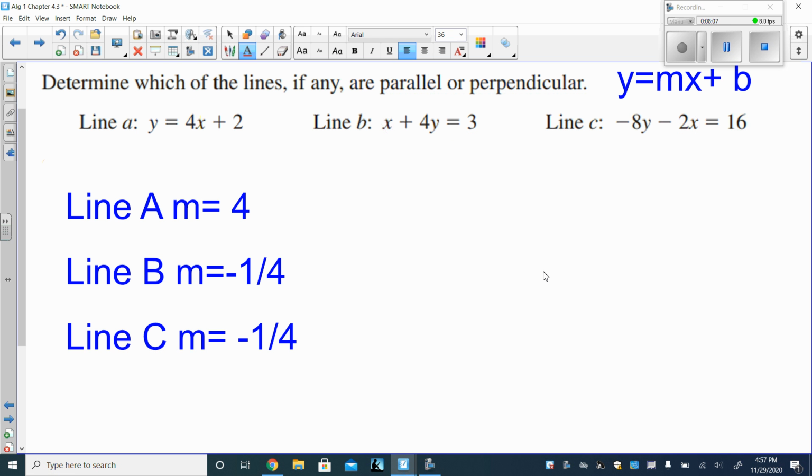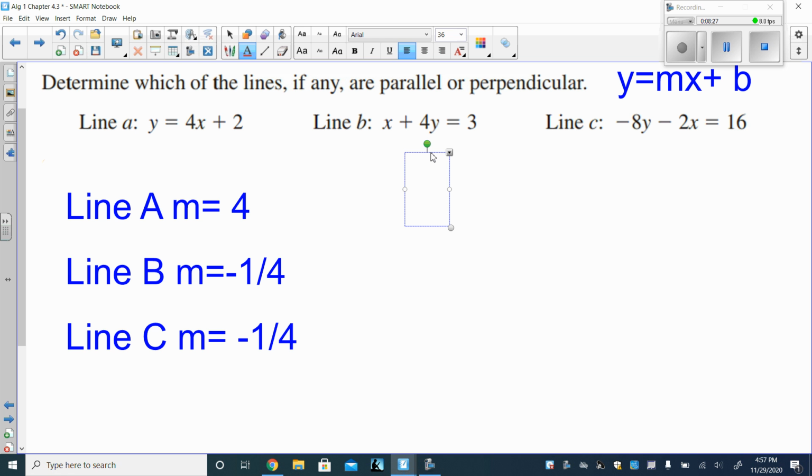Now I'm going to erase this work here. So if you're still trying to copy it down or whatnot, you can go back and rewatch it if you need. Now we said two lines are parallel if their slopes are the same. So if they have the exact same slope, so not just the same number, but also the same sign. It has to be the exact same.